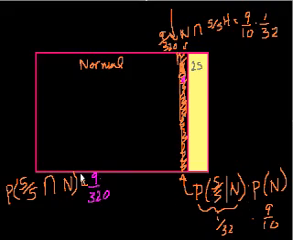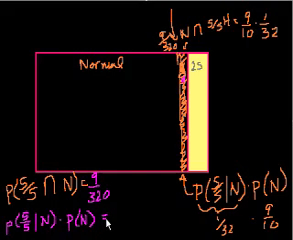So we could say in general that the probability of me getting 5 out of 5 given that I got a normal coin, times the probability that I got the normal coin, is equal to the probability that 5 out of 5 happens and I got the normal coin.